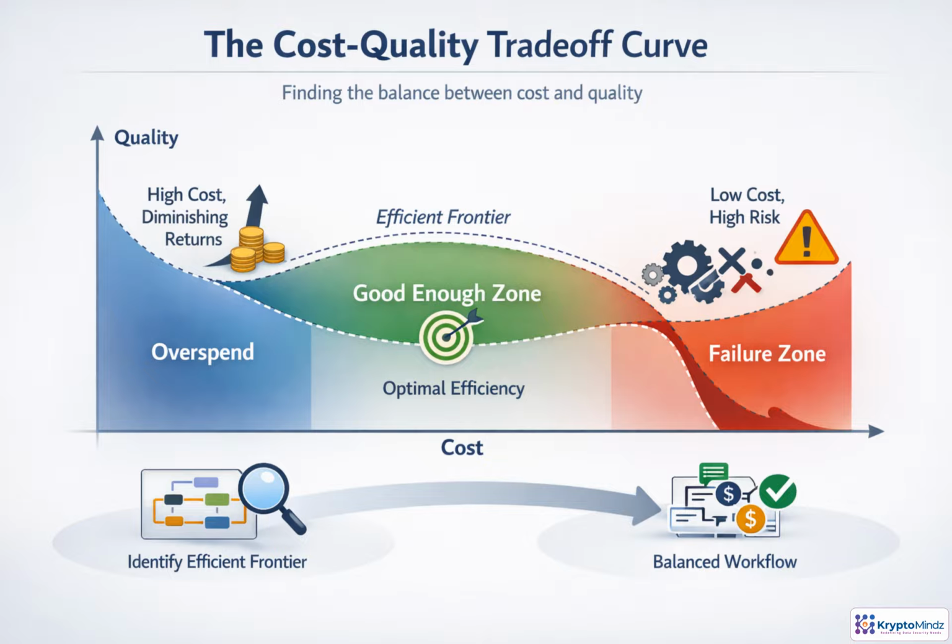Cost and quality do not move in a straight line. In many agentic workflows, teams can reduce spend at first with little visible impact. Smaller models, shorter context, fewer tool calls. But beyond a threshold, quality can drop quickly, and failures become expensive in other ways. Premium models and extra orchestration may improve results, but only up to a point. The practical goal is to find the efficient frontier, the lowest cost that still meets accuracy, completion, and safety requirements for that workflow.